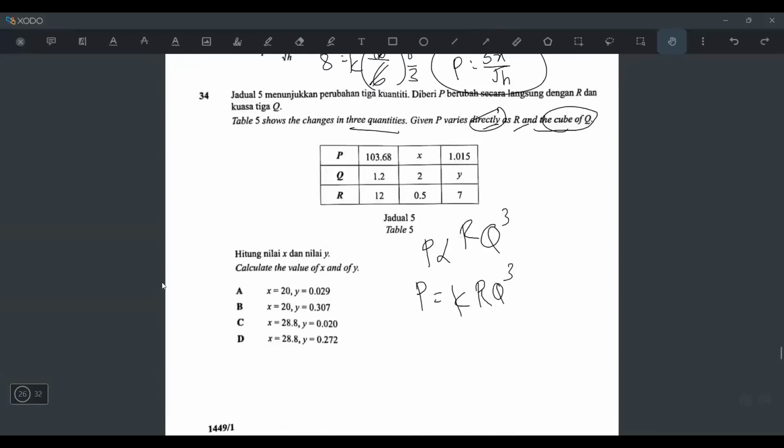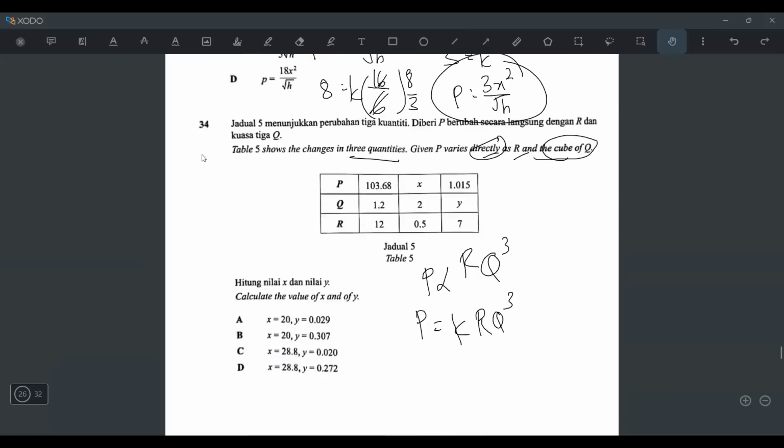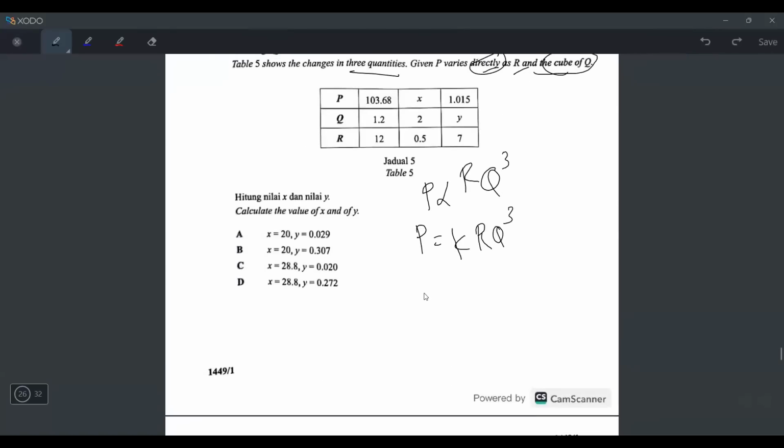And then after tambah K, what is step 3? I told you already. After you find jadi equation, find K. After find K, rewrite. So now I have to cari K and rewrite. How to cari K? You need R, Q, and P punya value. Because if you want to find K, you need full information, complete information. If you look at this table, which one is complete? The first one, the second one, or the third one?